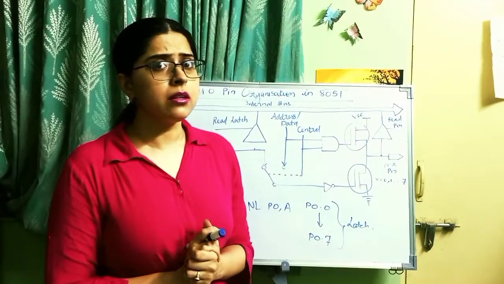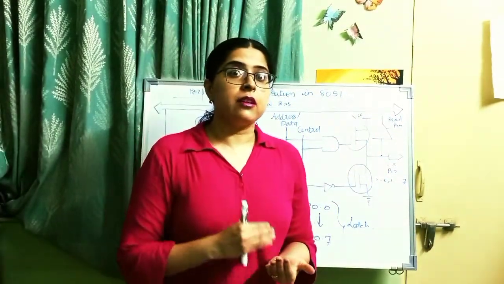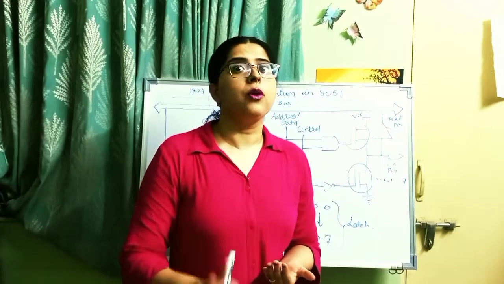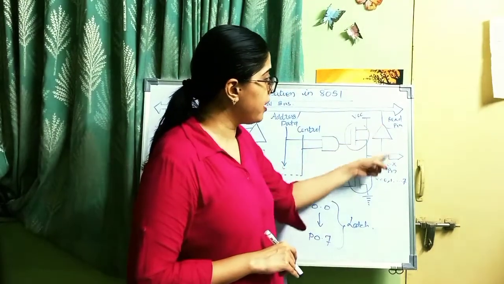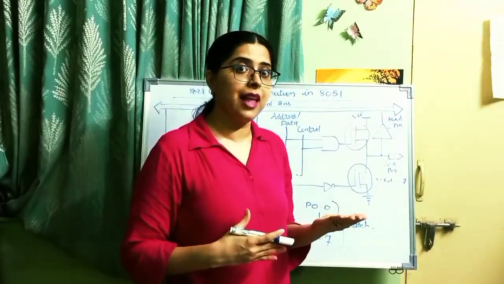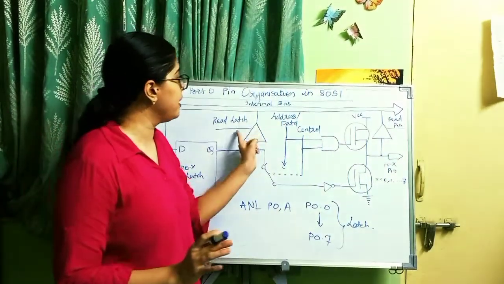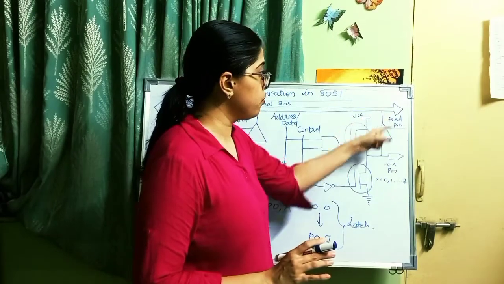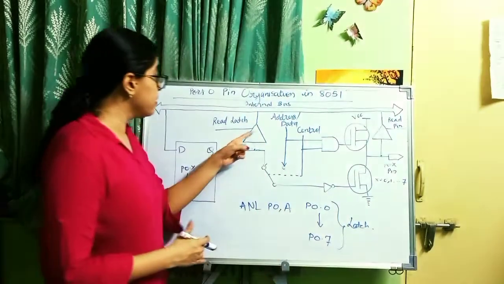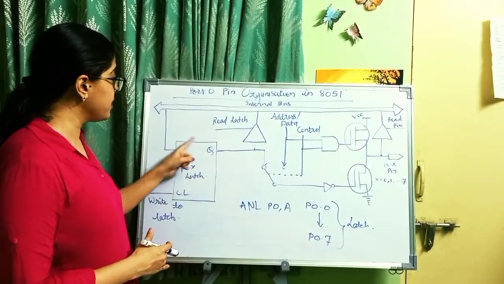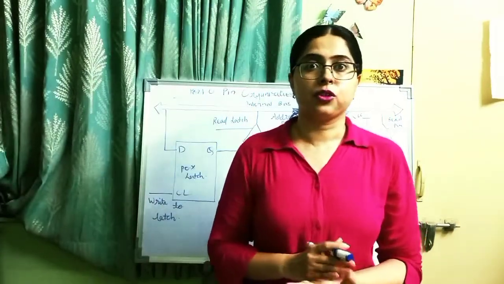Now the next part is the read pin. What does a read pin do? The read pin reads the present status of the port pins of port 0. Reading the present status of the port 0 pin lines and reading the latch are different, so understand the difference between read latch and read pin. The read pin is used to read the present status of the port pins, and the read latch is used to read the content of this latch. That is the difference between the read pin and the read latch.